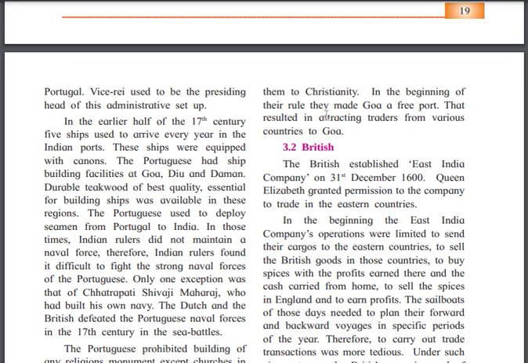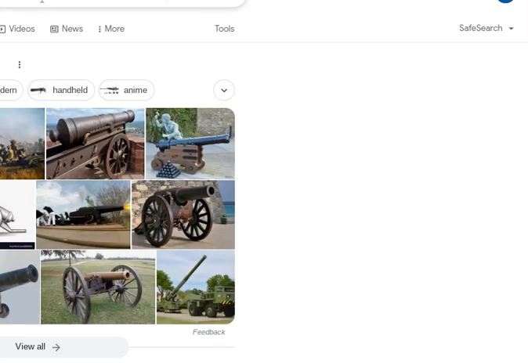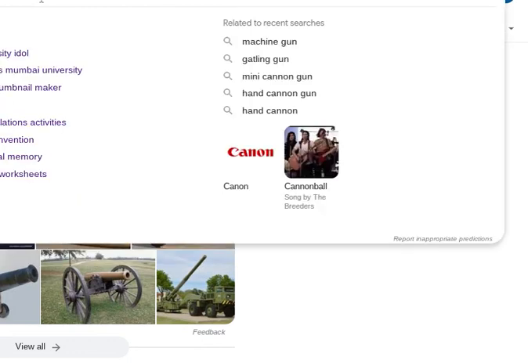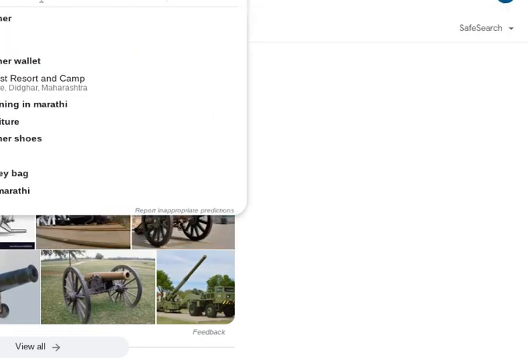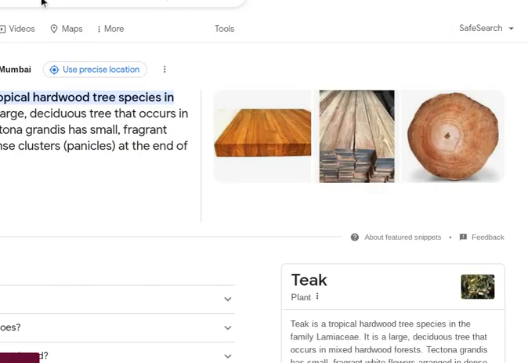so the Portuguese had shipbuilding facilities in Goa and Daman. They were building ships in Goa and Daman with durable teak wood of the best quality. Teak wood is a high quality tree, available in the region. Let's see what teak wood is. This is the teak wood, right? It's a hardwood tree species. Clear?